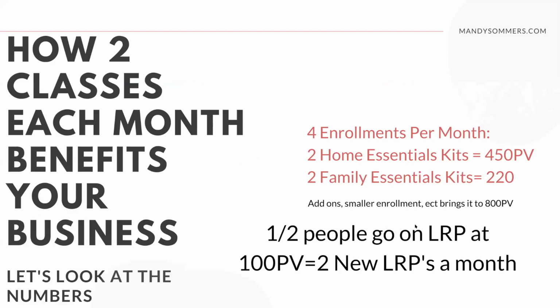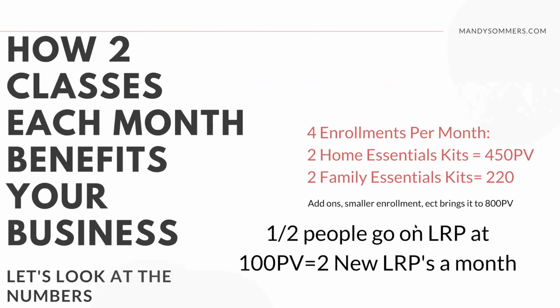So, let's talk about how 2 classes each month will benefit your business. And let's look at the numbers. First of all, if you have 4 enrollments per month, you want to do about 2 Home Essentials kits, 2 Family Essentials kits, and some add-ons. A lot of times people will add on a Balance or Serenity. Really you need about $100 of add-ons with this combination. This doesn't include Natural Solution kits. With this combination and these amounts of add-ons, this will bring you right about 800 PV per month that you're adding to your organization.